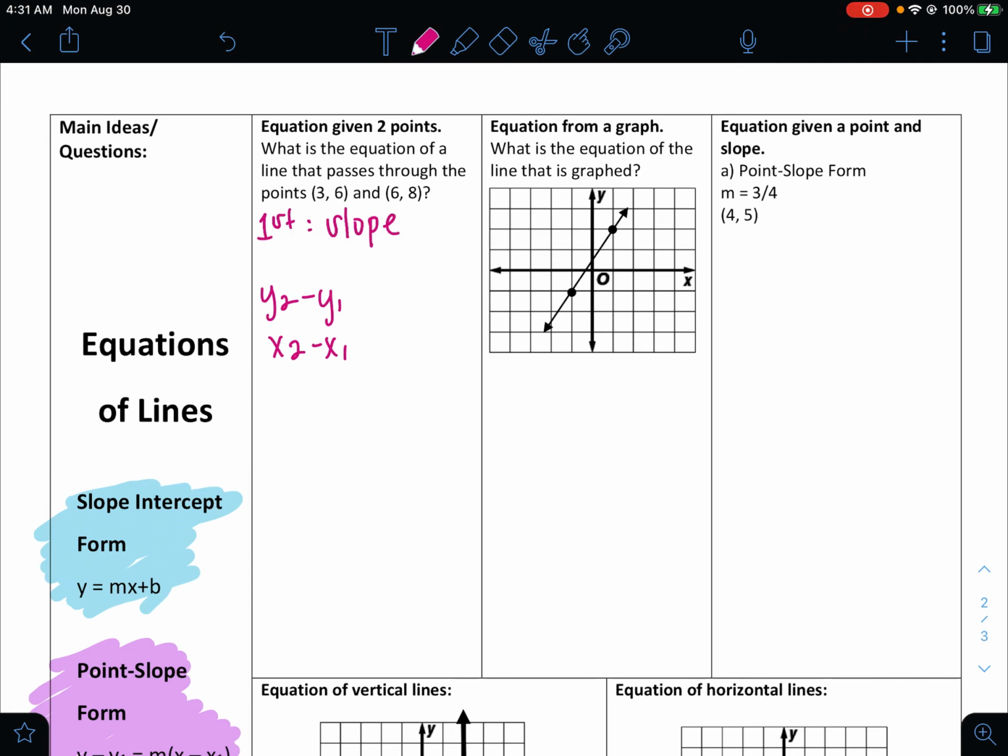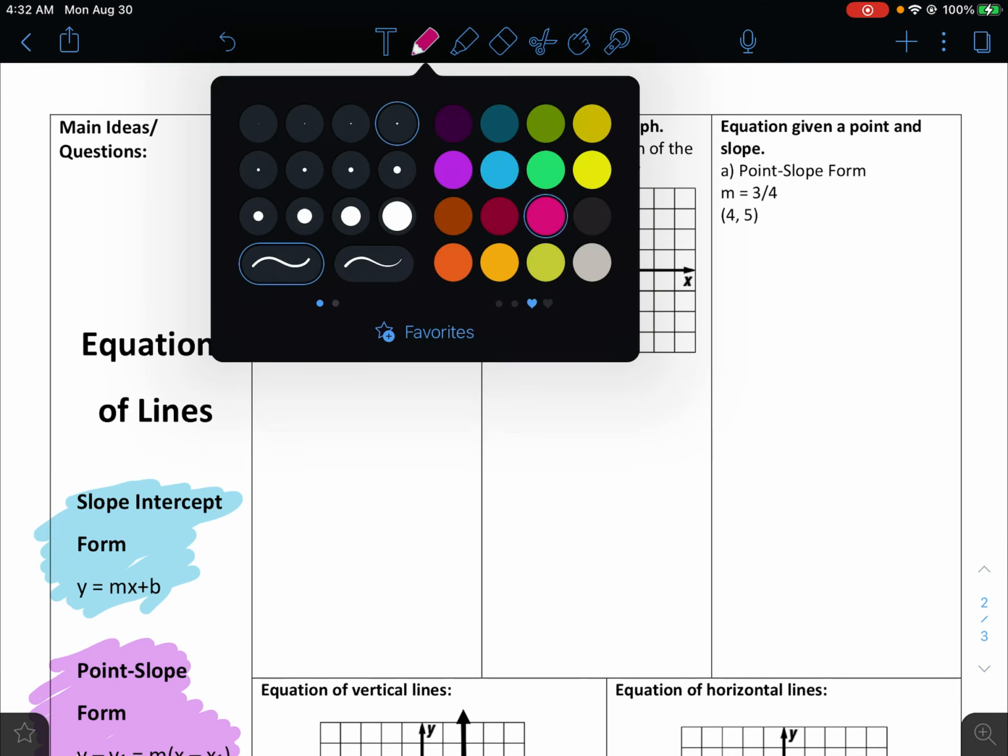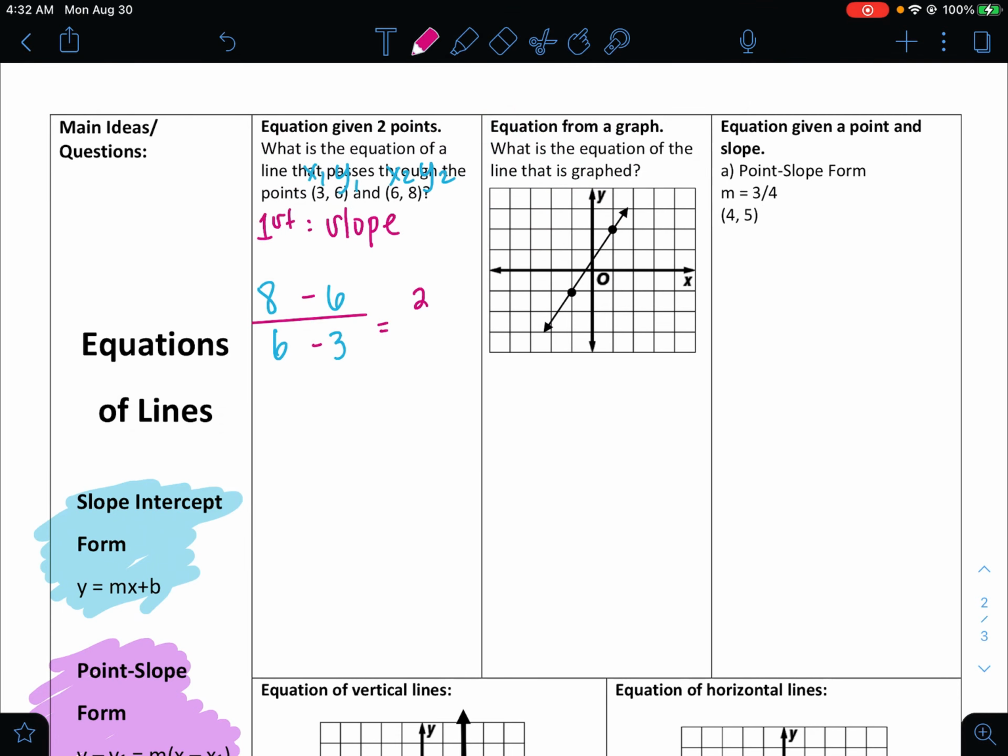And make that line a little bit shorter. All right, so now let's go ahead and label. So we'll call that x1, y1, and then x2, y2, and start replacing. So instead of y2, we're going to put an 8. Instead of y1, we're going to put a 6. Instead of x2, we're going to put a 6, excuse me. And instead of x1, we're going to put a 3. And then just evaluate. So 8 minus 6 is 2, and 6 minus 3 is 3. And so that's going to be the slope.